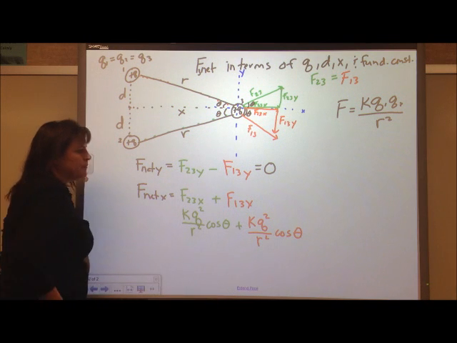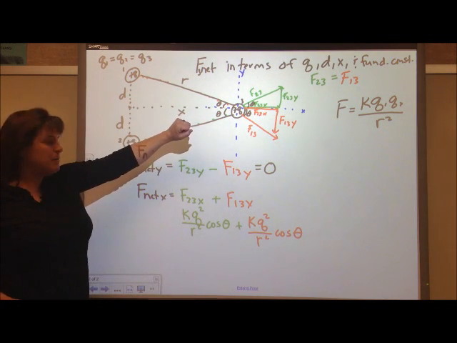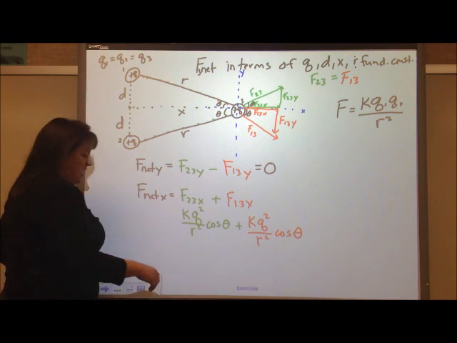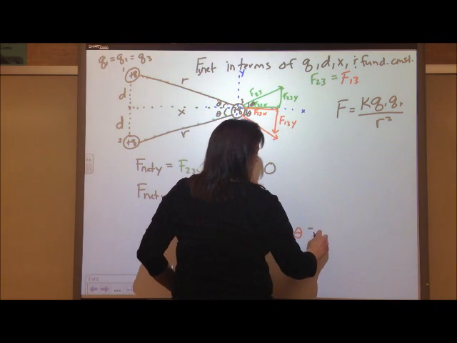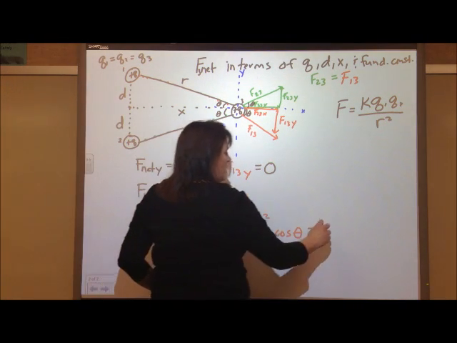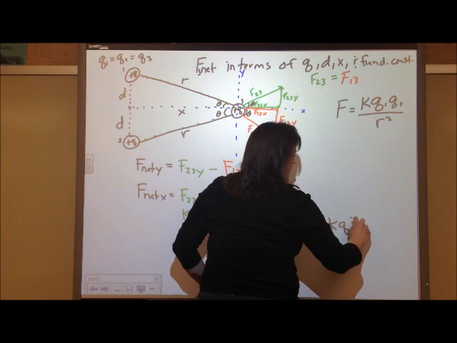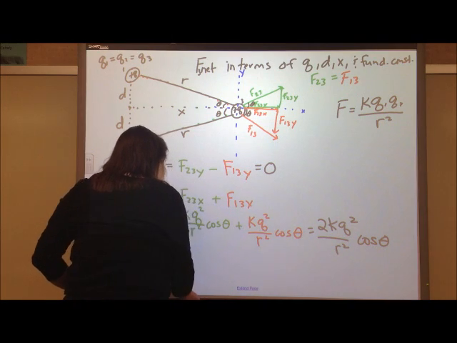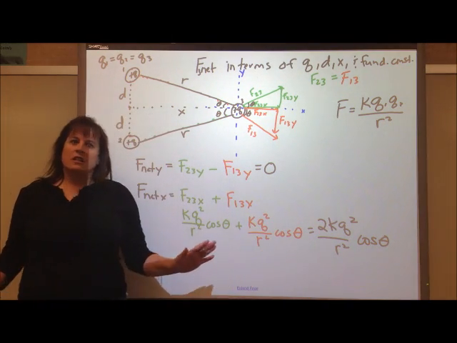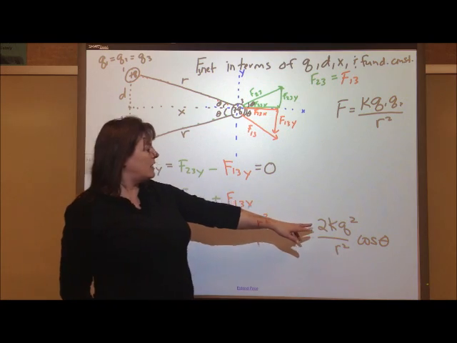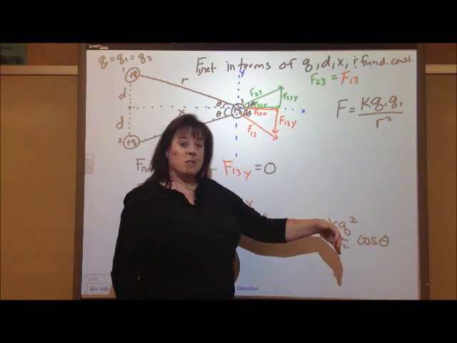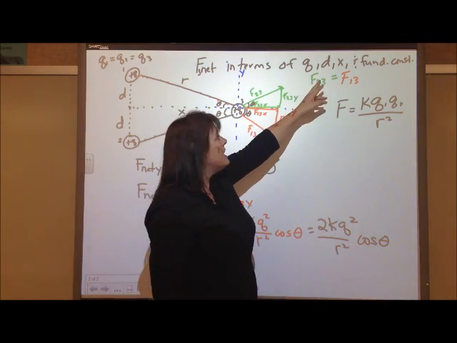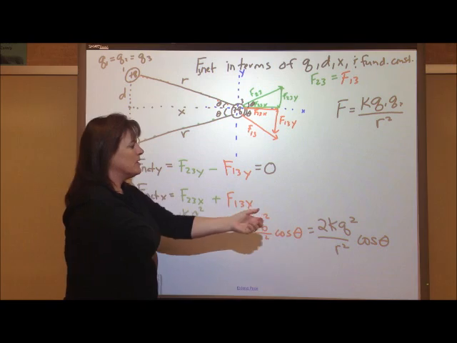Now, if these triangles are the same, then both of these quantities should be the same. So I can further simplify this by just adding these together and calling it 2k Q squared over R squared times the cosine of theta. Now I'm not done, right? Because while k is a fundamental constant, good, and Q is an allowed variable, R and theta are not allowed variables. d and x are allowed variables, and they're not in there.